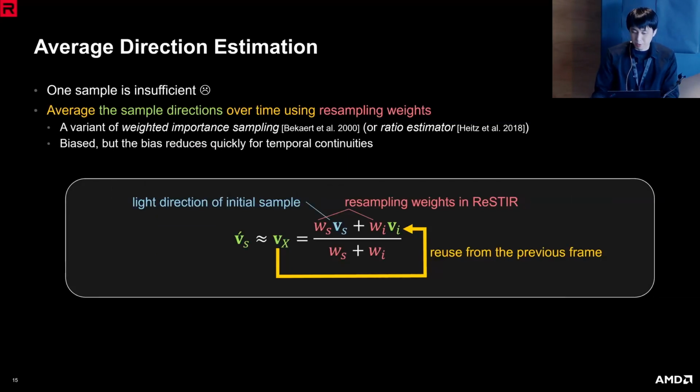ReSTIR gives an important light direction, but one sample is insufficient to estimate the average direction. Therefore, we average the sample light directions over time using resampling weights. If the scene is not animated, this estimator is a variant of weighted importance sampling or ratio estimator. Thus, it has a bias due to normalization, but the bias reduces quickly for temporal continuities.